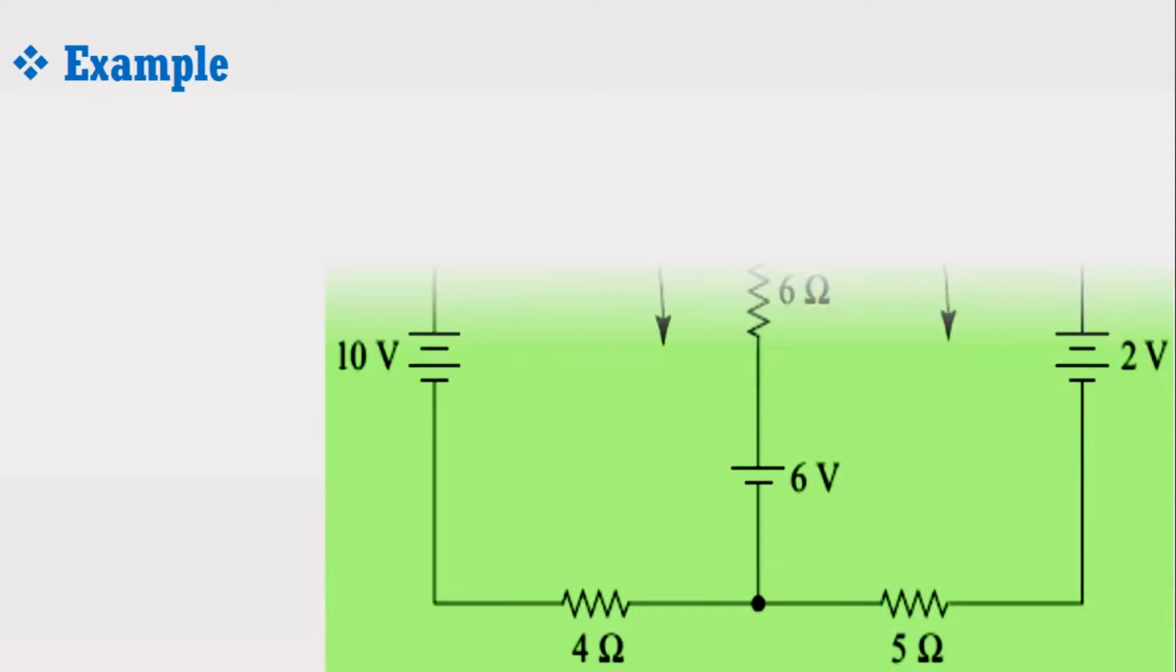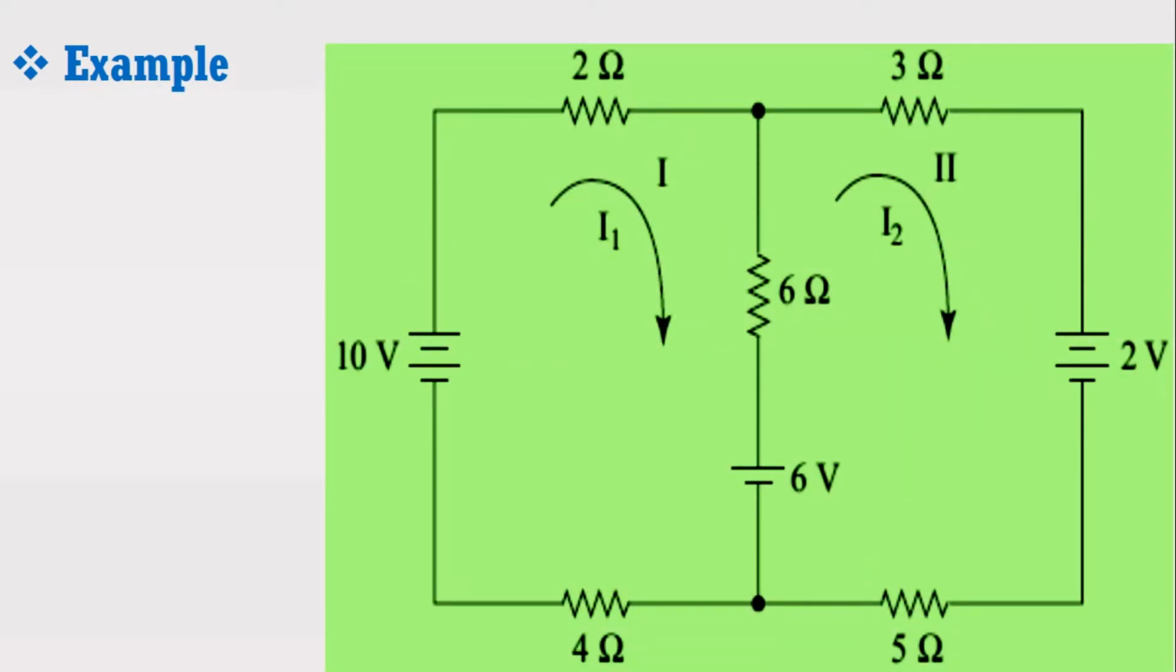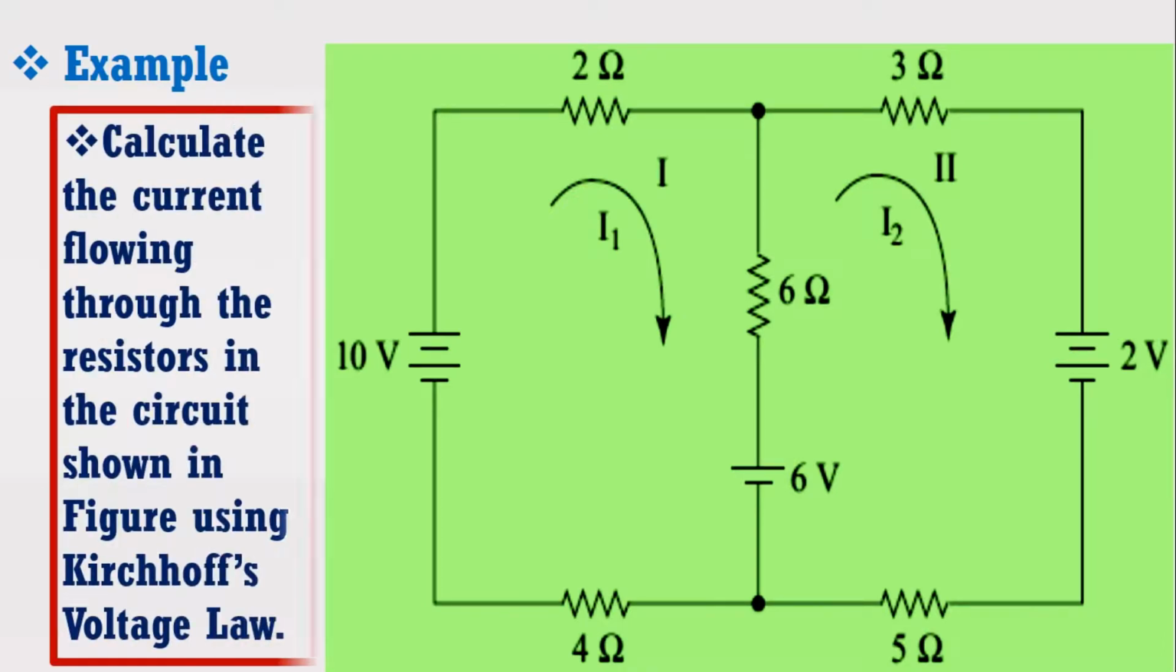Consider the figure which shows a circuit consisting of two loops. We have to calculate the current flowing through the resistors in the circuit using Kirchhoff's voltage law. Friends, for your convenience, I have uploaded the mathematical solution of the example in the form of a PDF link in the description section. You can download it from there.